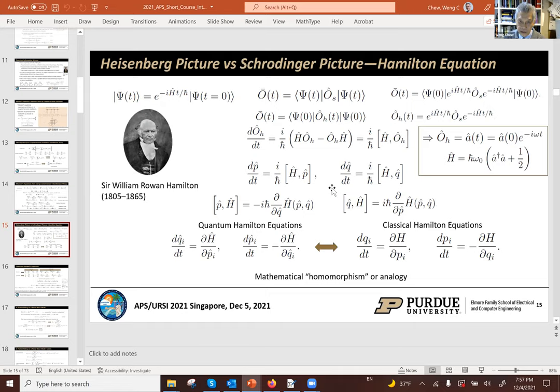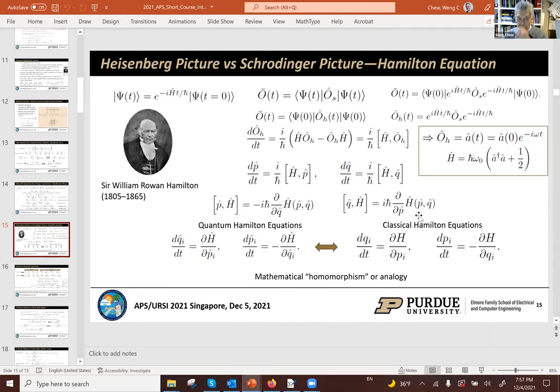So what is more interesting is that if you now apply this equation, which is called the Heisenberg equation of motion, to the momentum operator p hat, you get this equation. This is just a straightforward substitution. And then you can also apply this equation to the position operator q hat, and you get this other equation of motion. It turns out that you can show by repeated use of the commutator that this can be written as such, okay?